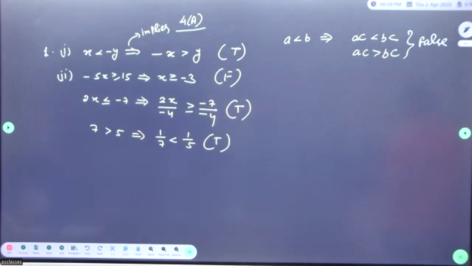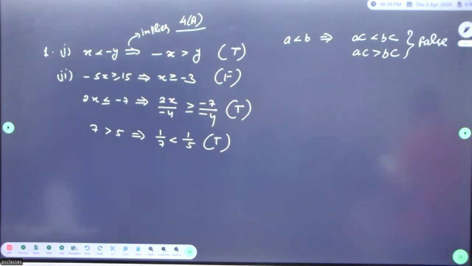Fourth one, a greater than b, then a by c less than b by c. False, because the value of c is not given. We cannot tell anything about multiplication and division if c is not given. We can only tell about addition or subtraction. Fifth one, a minus c greater than b minus d implies a plus d greater than b plus c. True. You can move d to the left side and c to the right side. In addition and subtraction, we can do anything.